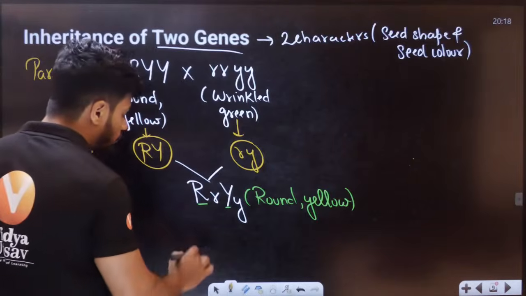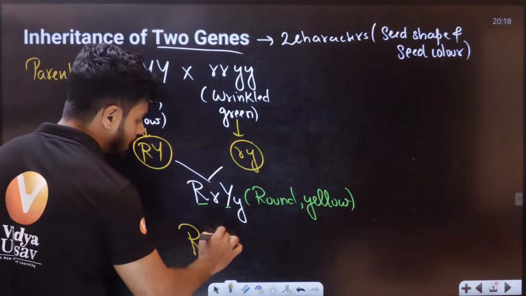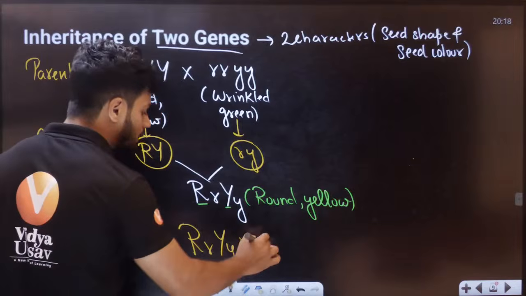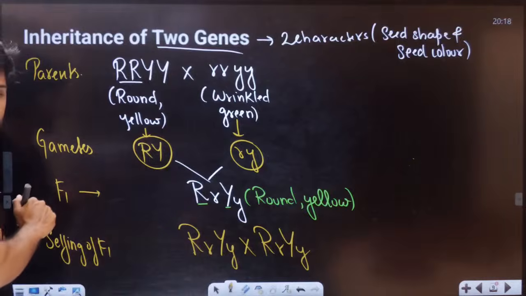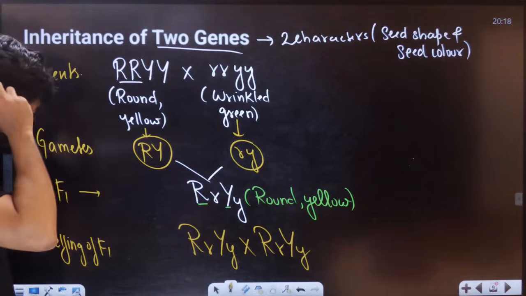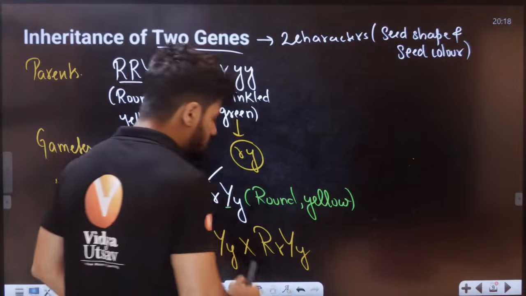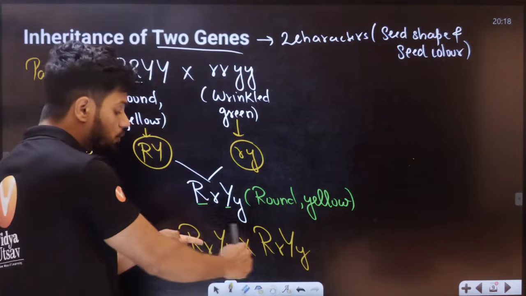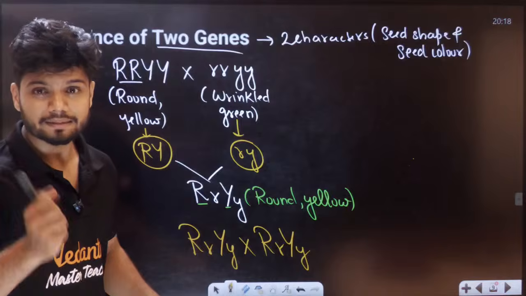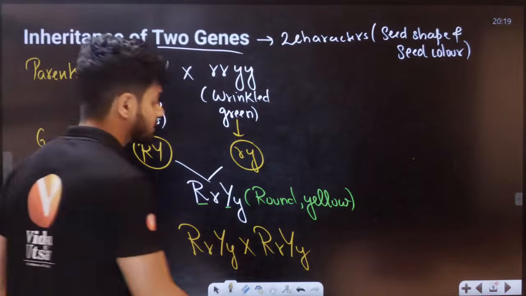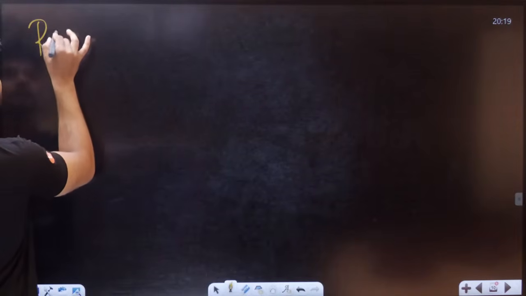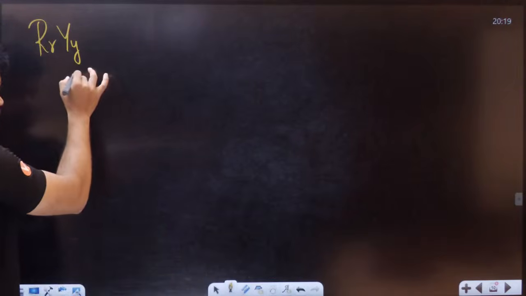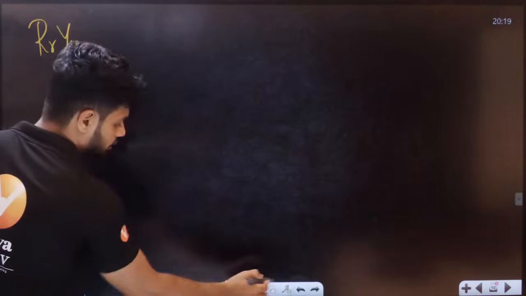In selfing of F1, what do we do? We take capital R, small r, capital Y, small y, and cross it with capital R, small r, capital Y, small y. We do the crossing, students. Now, students, I want all of you to understand, when you do this crossing we need the gametes here. So let's make the gametes. Let's try to make the gametes here.